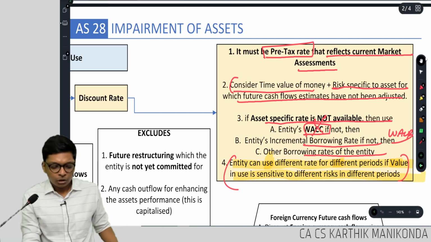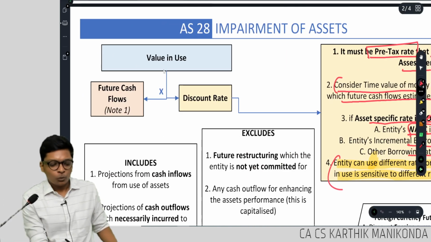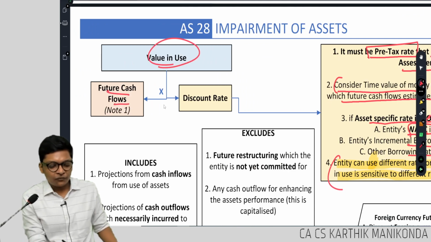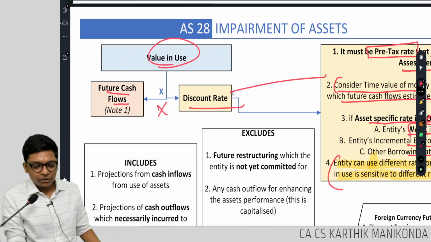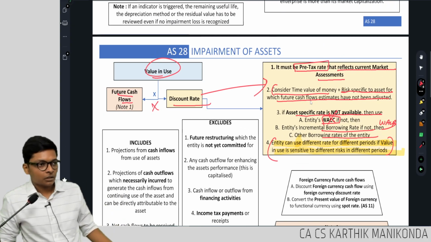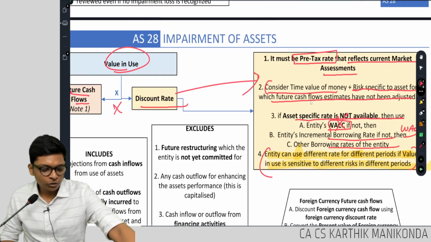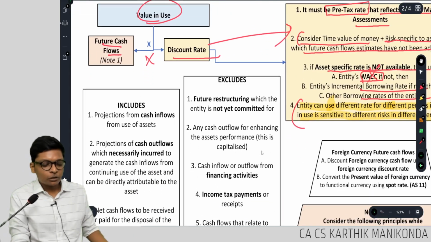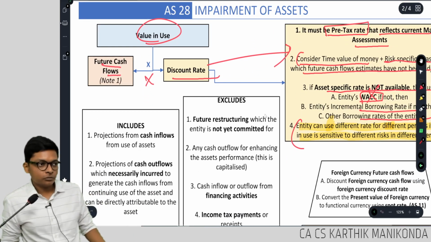Okay, that's it. So now we are discussing this formula. What is value in use? Future cash flow into discount rate. I gave it here. Can you see the whole page, guys? Following up, now I should know about cash flow: what to include and what to exclude.